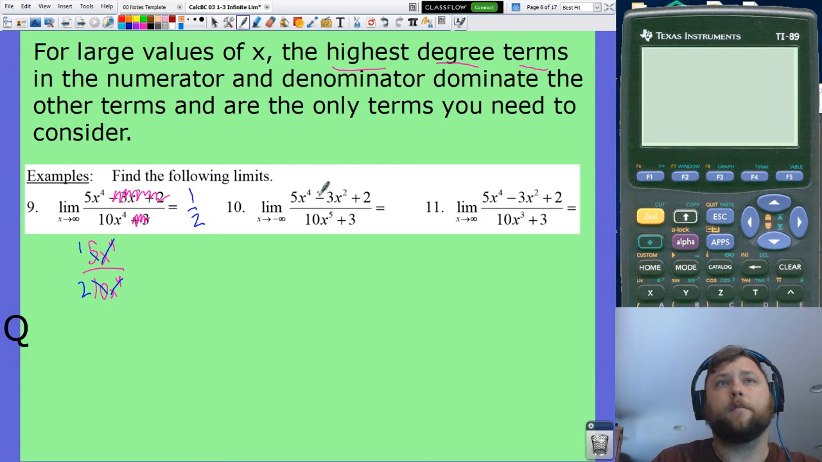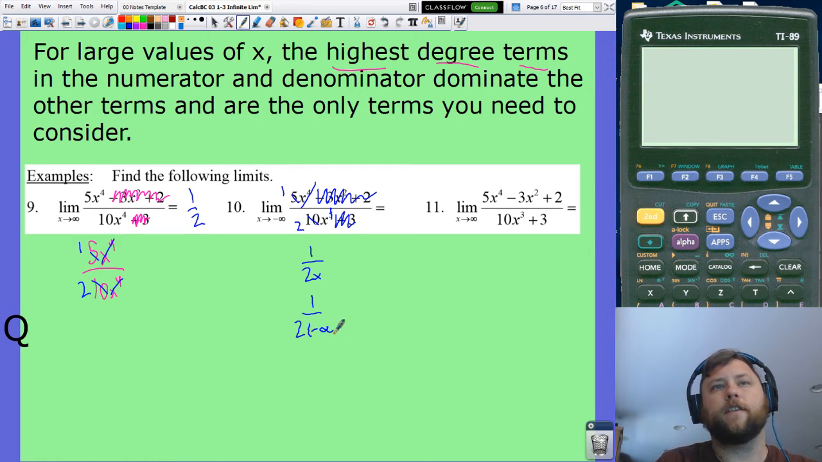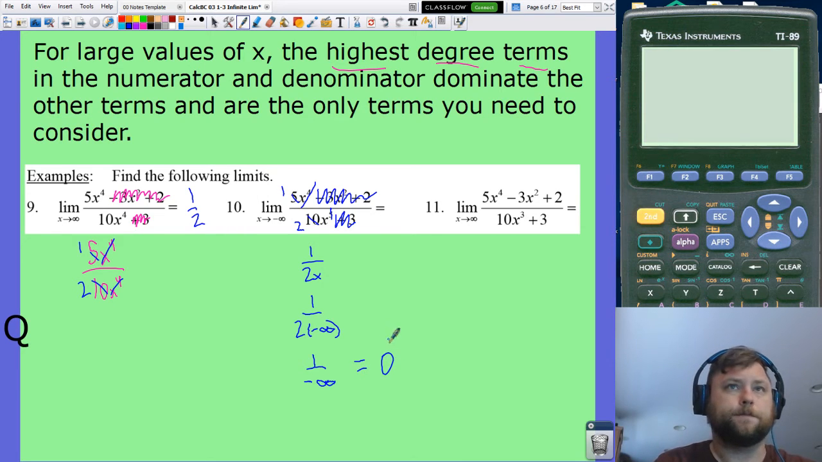Let's take this example. Again, only the highest degree terms matter. So I can actually cancel out 4 of these with 4 of these, leaving 1, and these reduce to 1 over 2. So what I really have is 1 over 2x. Now you're going to plug in negative infinity in this case. So I have 1 over 2 times negative infinity, and 2 times negative infinity is negative infinity, so it's 1 over negative infinity, which, 1 over infinity always goes to 0. Just a few notes right here on the side.